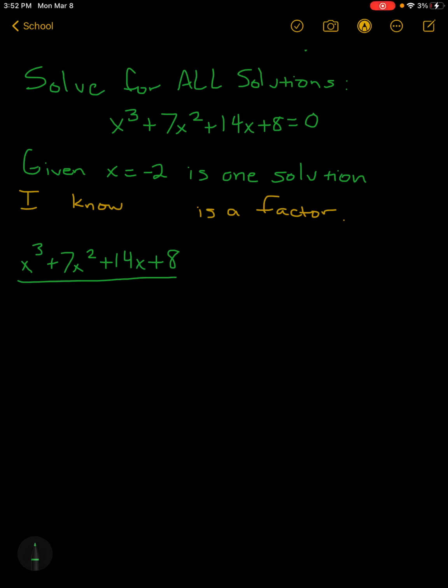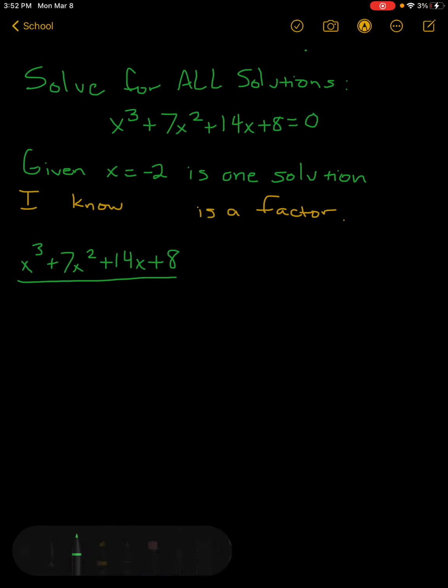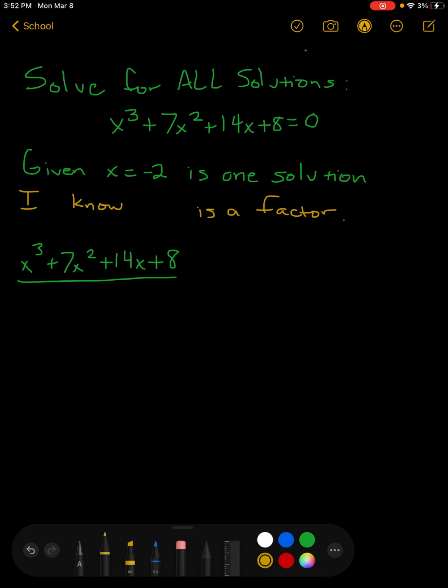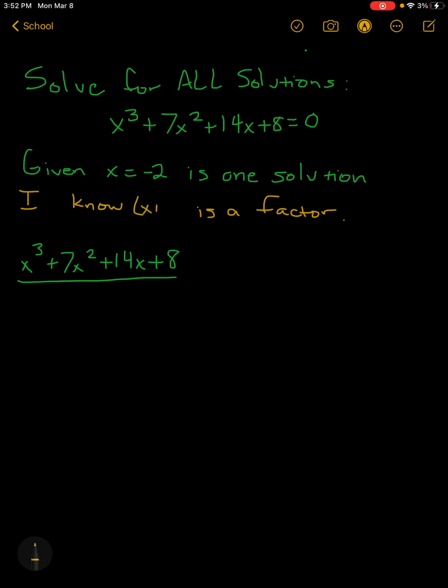We are going to look at slide 7 of the Desmos that says solve for all solutions. It has the equation x to the third plus 7x squared plus 14x plus 8 equals 0. And it tells us, given that x equals -2 is one solution, what other factor do we know? Well, if we know that x equals -2 is a solution, then we know it came from the factor of x plus 2. Remember how it's always going to be the opposite sign. So x plus 2.